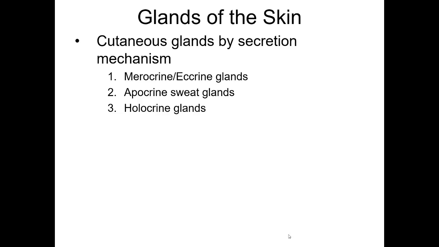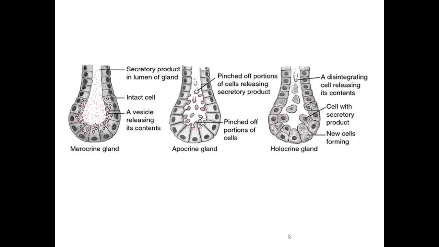Skin, which is part of the integumentary system, houses several glands. We're first going to classify glands by the mechanism of secretion and then talk about the different types of glands. Based on the mechanism of secretion, there are three types of glands. First, the merocrine, also known as the eccrine glands. Two, the apocrine glands. And three, the holocrine glands. In the next illustration, I will explain the difference between the secretion mechanisms of these three types of glands.